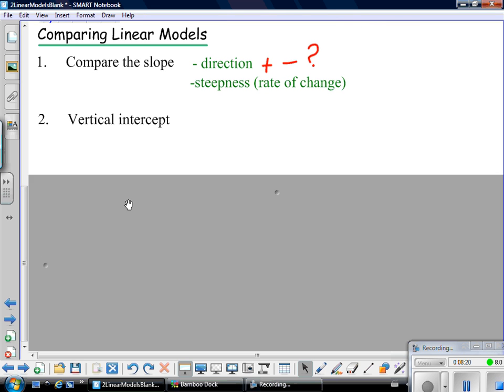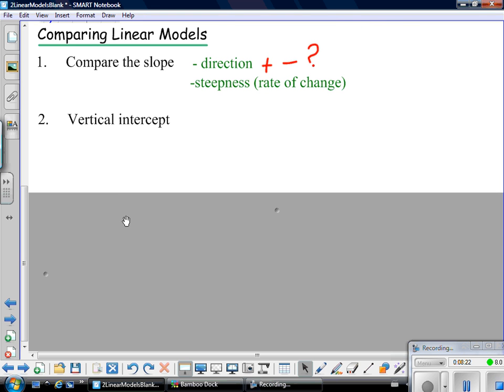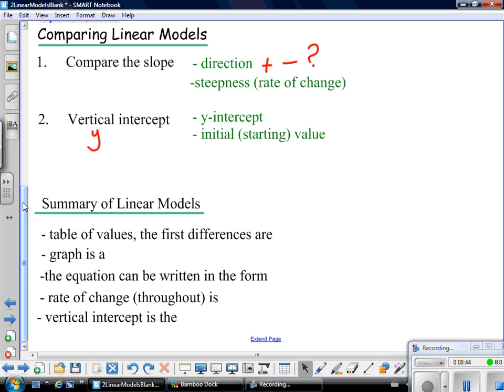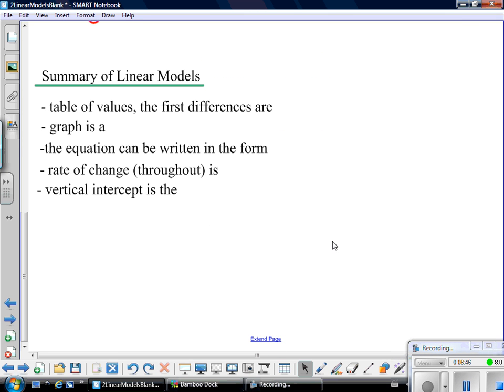The other thing we can look at is the vertical intercept. So in other words, this is another word for the y-intercept. And often we're interested in that when we're talking about relationships in the real world. Okay, so it is the y-intercept, and it's the initial or the starting value in a relationship. And finally, we have our summary of everything we know about linear models.